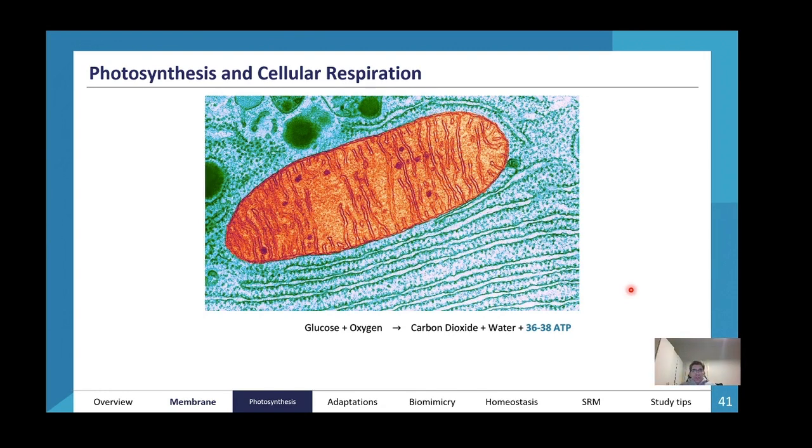Now, we call this an exothermic reaction. Photosynthesis was an endothermic reaction, but we call this an exothermic reaction because energy is released into the environment.